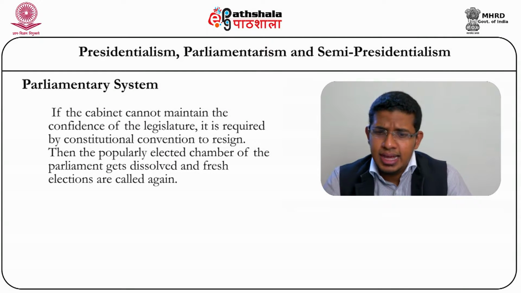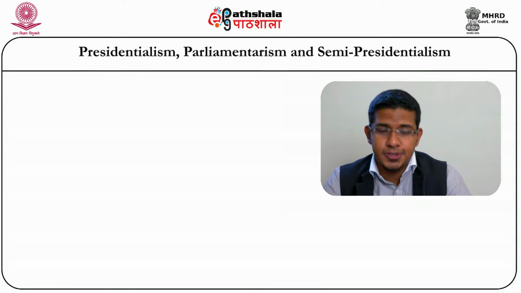If the cabinet cannot maintain the confidence of the legislature, it is required to resign. So then elections are again called, and the government has to step down, and a new government takes over. So what is so key here is the fact that the executive, that is the prime minister and the cabinet, is completely dependent on the legislature for its continuance. The prime minister or the government cannot exist without the legislature. And there is a fusion of powers, unlike the presidential system.